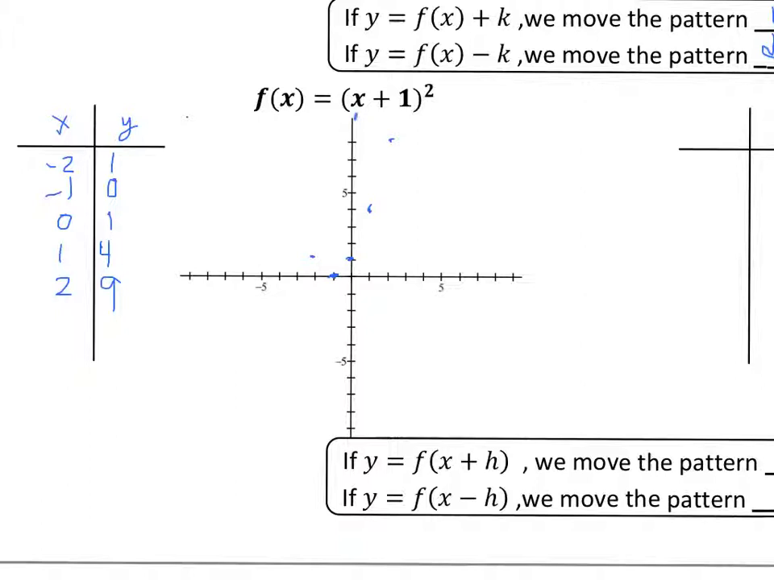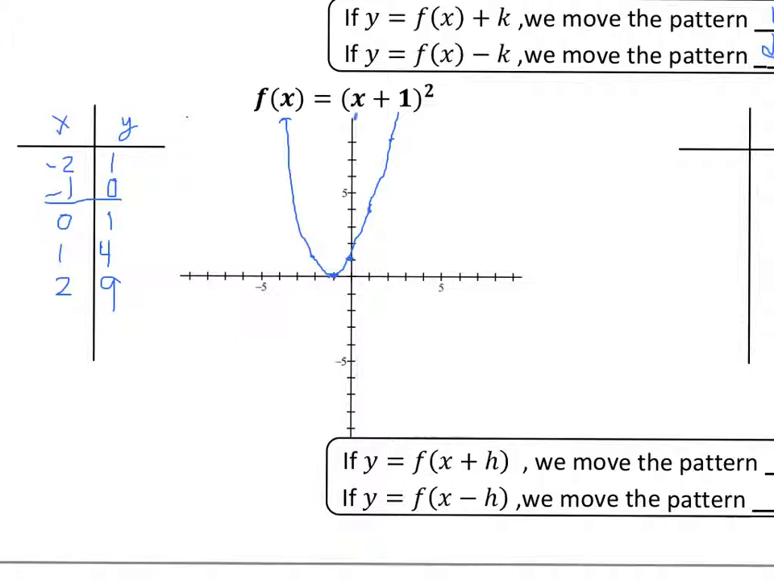-1, 0. That is our vertex there. Where is the lowest or highest? Correct. So now it looks like that. Okay, now let's check our new graphing technique out.